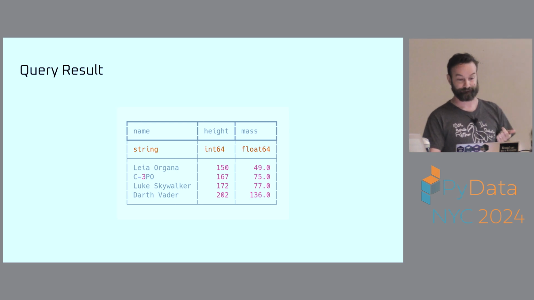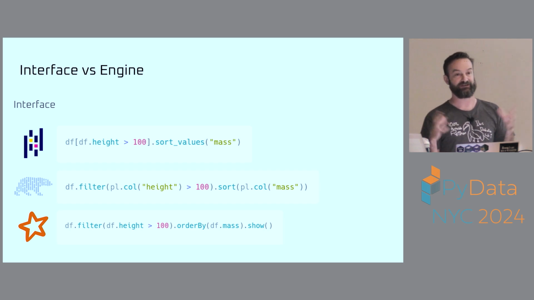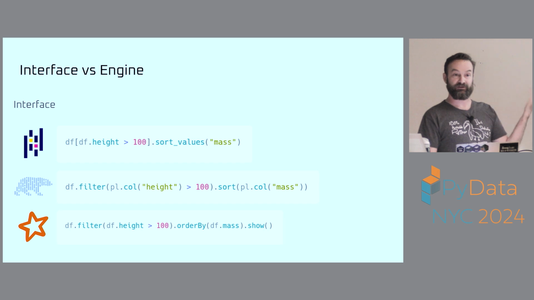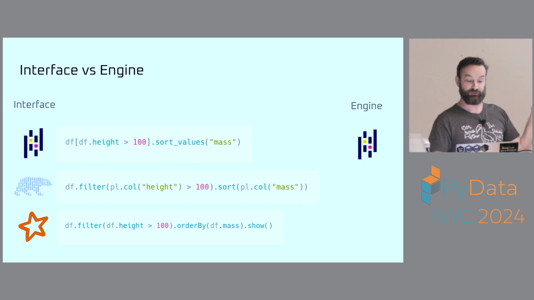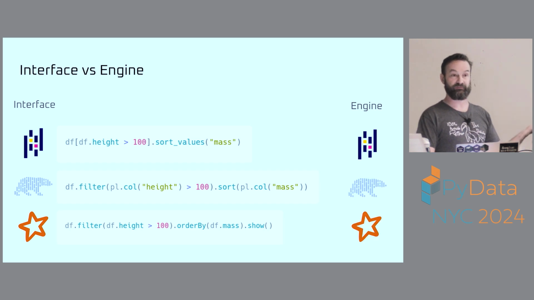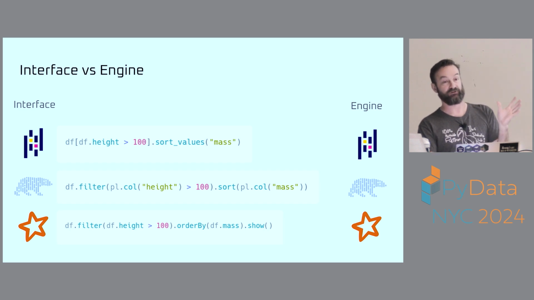That's a different thing. So in PyData land, we have this idea of interfaces and compute engines being very tightly coupled, but they don't have to be, right? So you have the pandas interface, it executes on the pandas engine. You have the polars interface, it executes on the polars engine. You have the PySpark interface, it executes on the Spark engine, right?